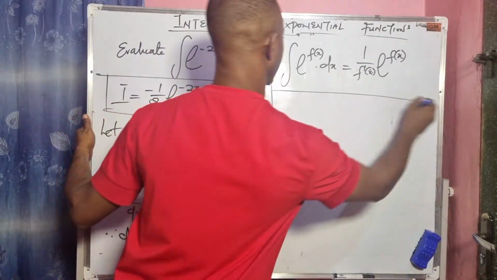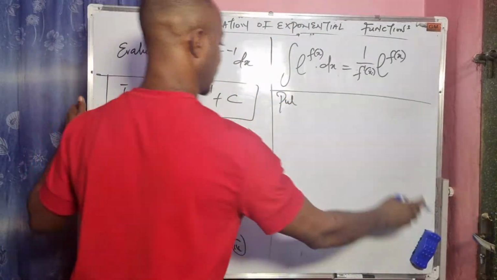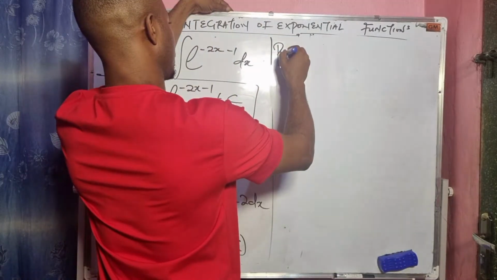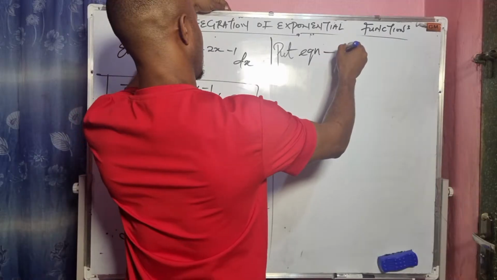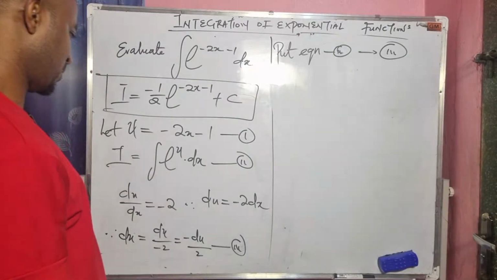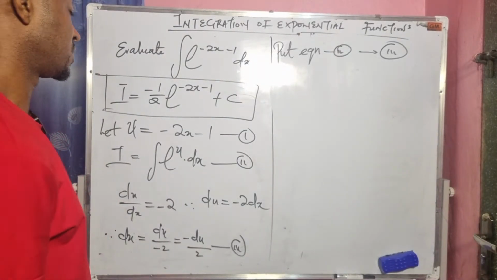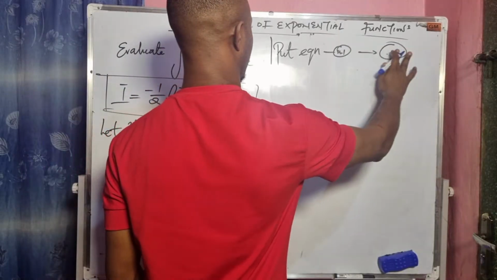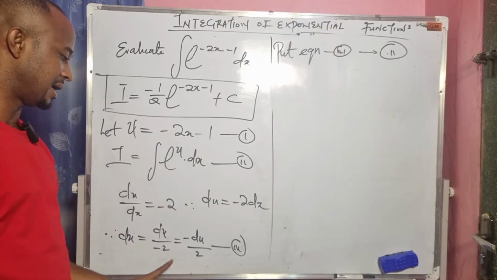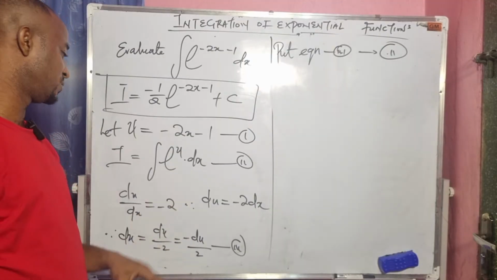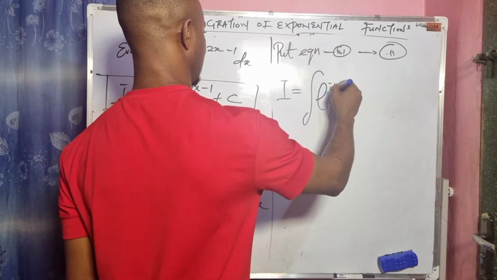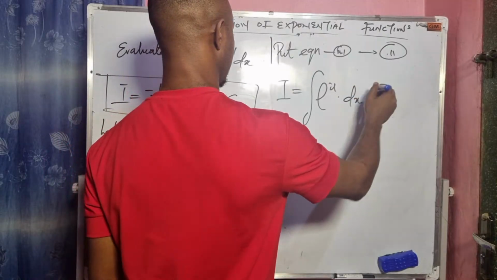Then we say put equation 3 into equation 2. Meaning I'm putting the value of my dx as minus du over 2 into equation 2, that says that our I equals the integral of exponential u dot dx, right?